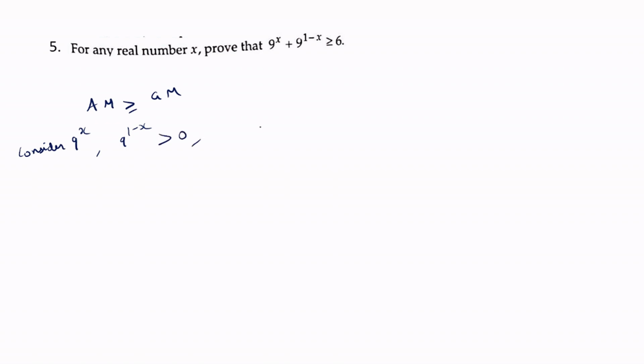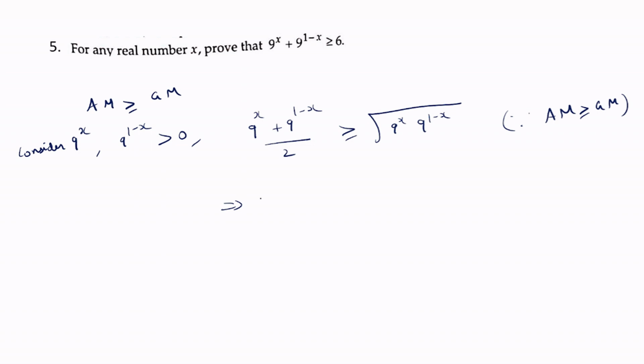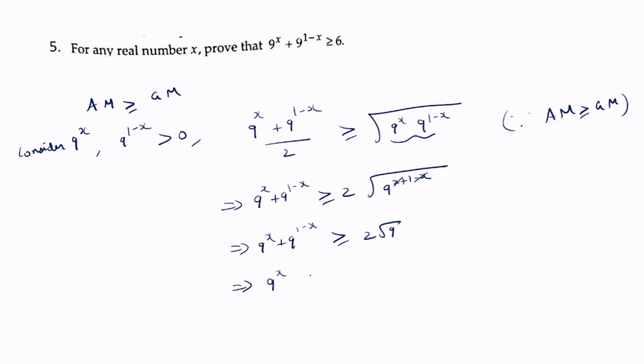So if we consider 9 raised to x and 9 raised to 1 minus x, which are greater than 0, then we have (9 raised to x plus 9 raised to 1 minus x) by 2 greater than or equal to root of 9 raised to x into 9 raised to 1 minus x, since arithmetic mean is greater than or equal to geometric mean. So from this we get 9 raised to x plus 9 raised to 1 minus x greater than or equal to 2 into root of 9 raised to x plus 1 minus x. So it is 9 raised to 1, which is 9. So we get greater than or equal to 2 into root 9. Root 9 is 3. So 2 into 3 is 6.